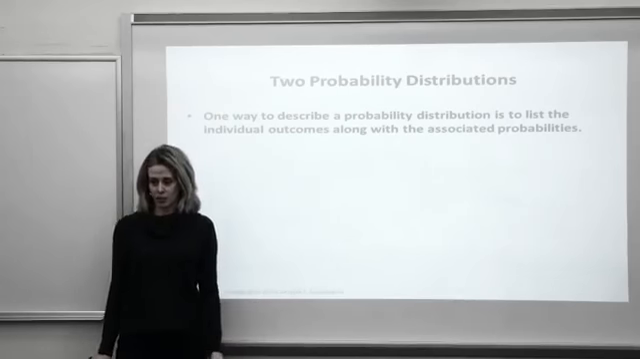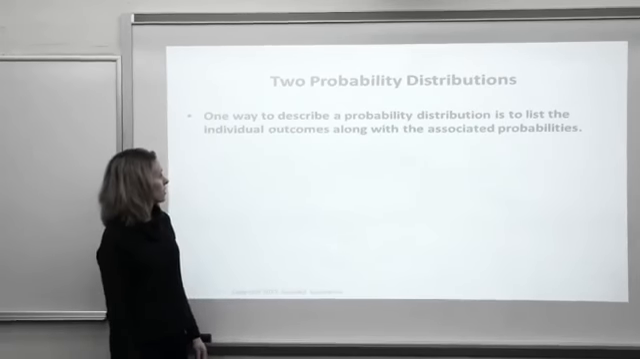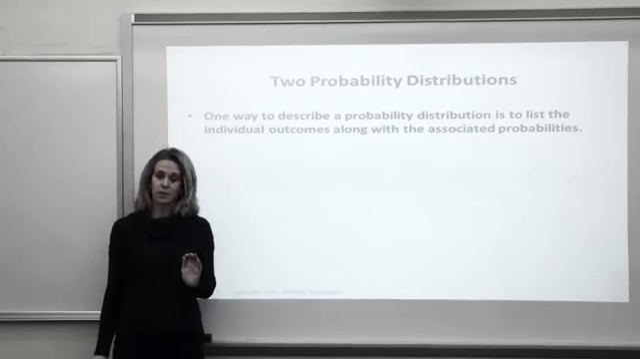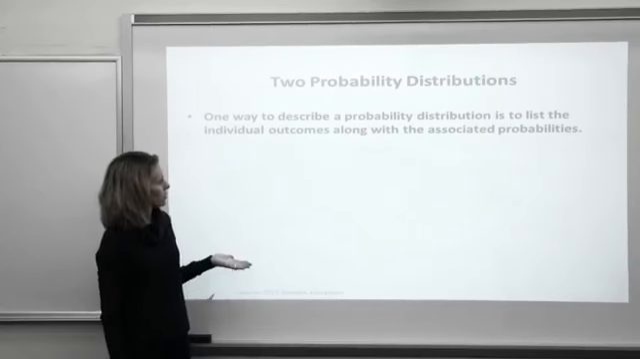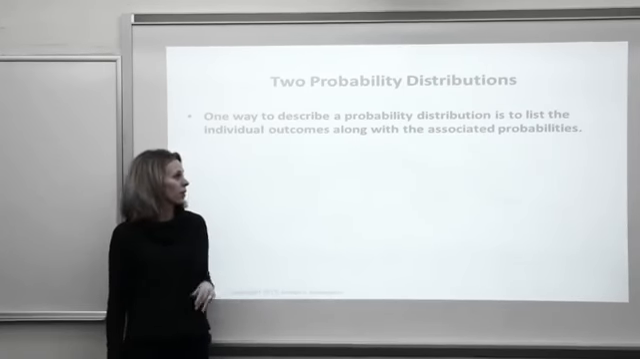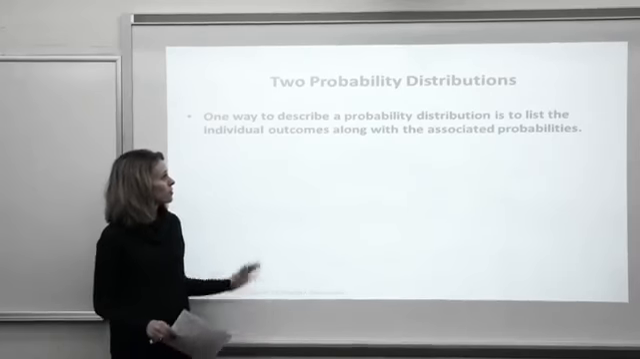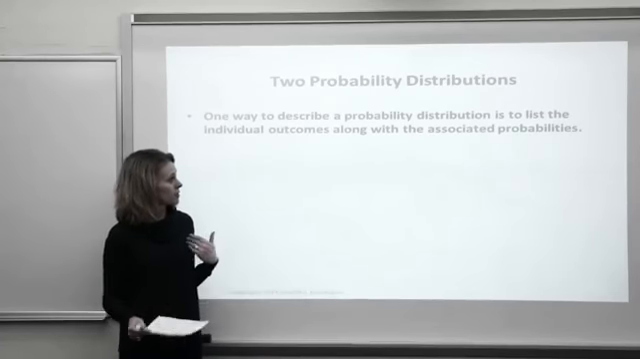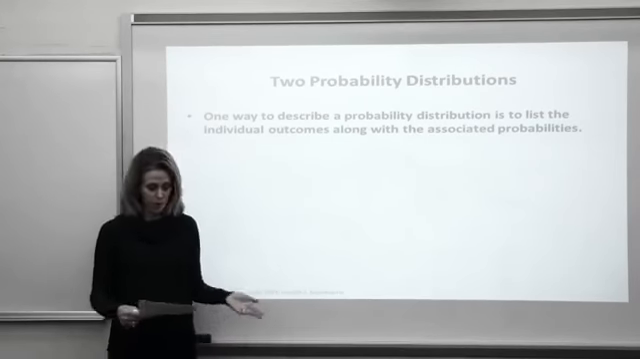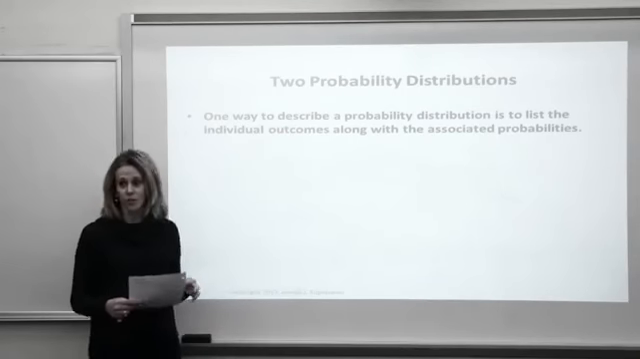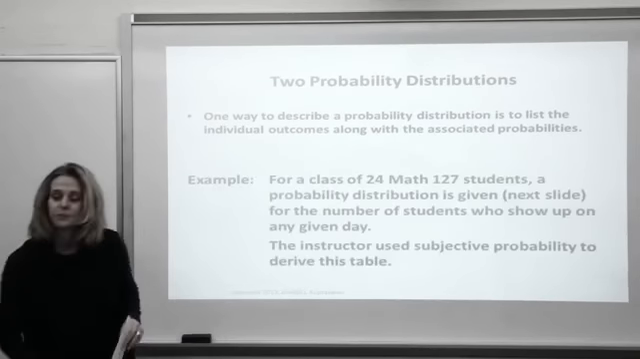One way to describe a probability distribution is to list every outcome when you have some experiment, along with each outcome's associated probability. When you have each outcome and its associated probability, that's called a probability distribution. We're going to look at two examples of these today.